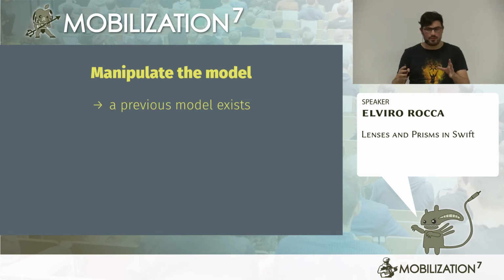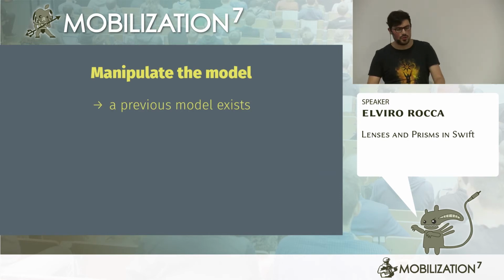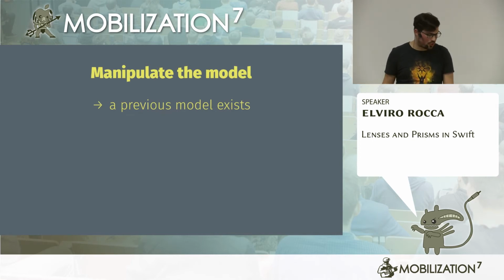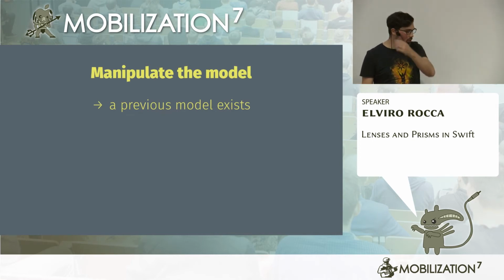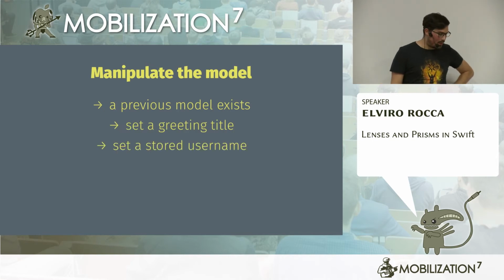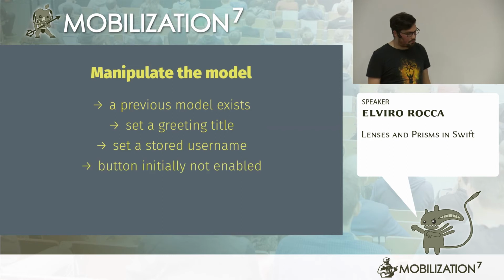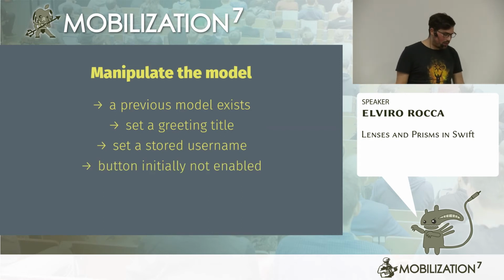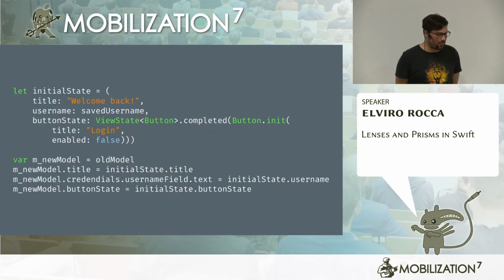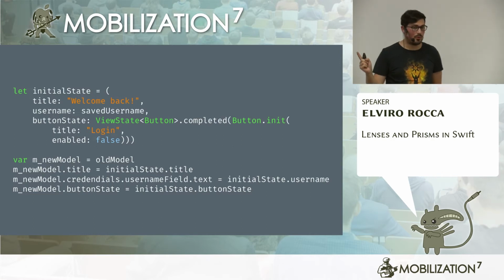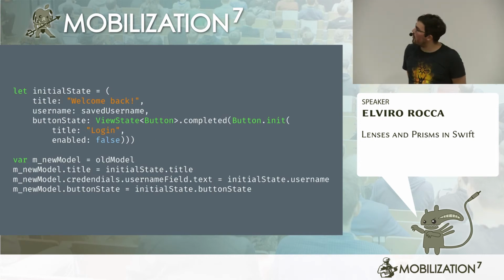So we have an instance of the model because we are showing the user our login page, and we want to do something. For example, we would like to set a greeting title and stored username, and the button maybe is disabled initially, something like that. So we could, for example, represent our initial state as a tuple with the title, username, and the button state. Initially it is not enabled. And a way of doing this that's very simple because our model is mutable is to grab a var reference to the model and then set the properties.